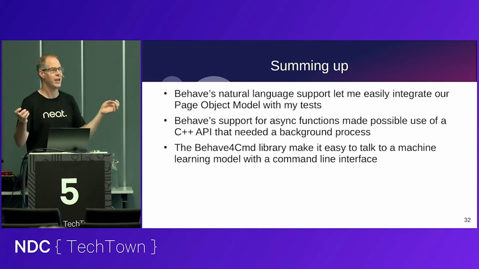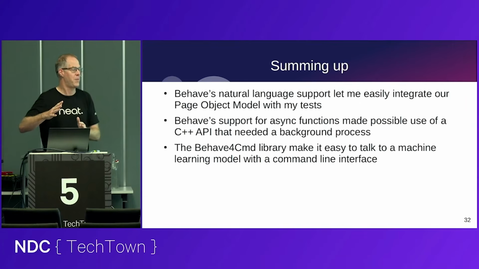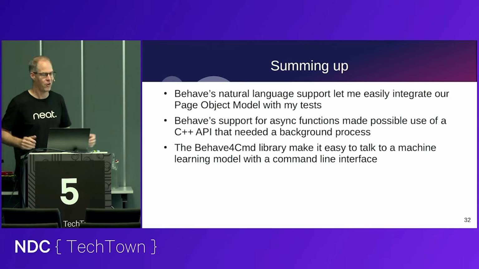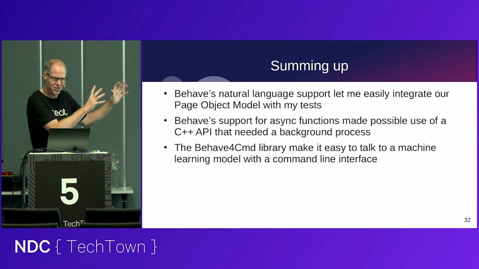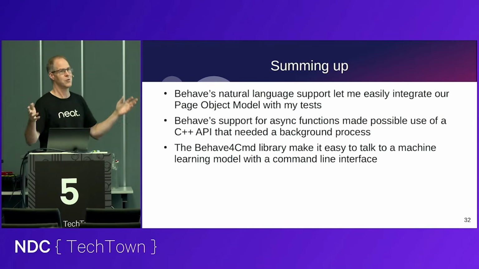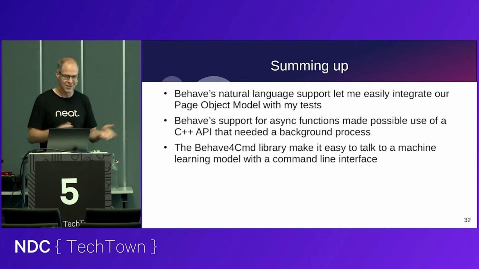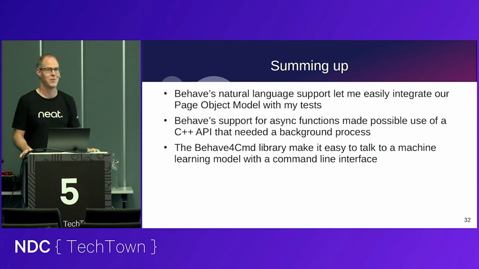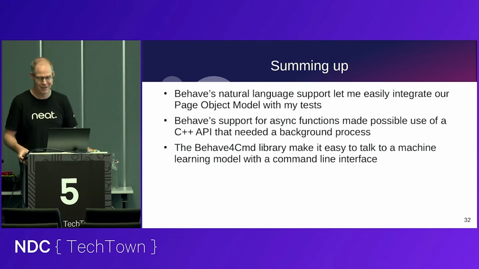So that natural language support in Behave makes it really easy to work in a page object model and have a modern way of testing GUIs that just flows, and that these tests are very readable doesn't hurt, even if you're not doing BDD. It's really nice that you have human readable tests. Second thing is, in my case, I'm not such a good C++ programmer, so Behave 1.3's support for async saved me and allowed me to integrate with that C++ API.